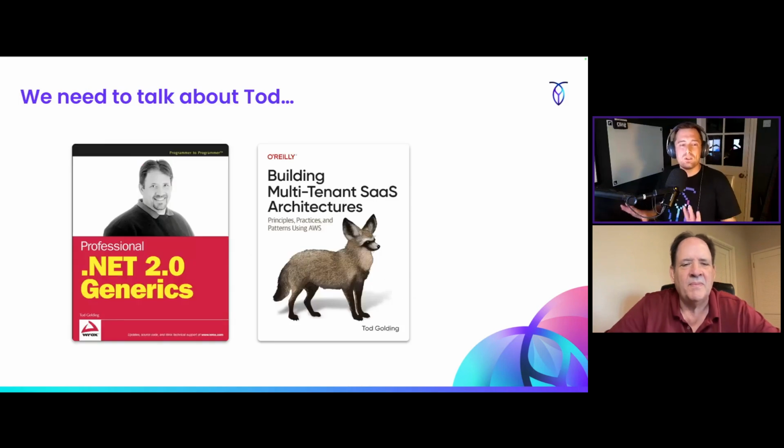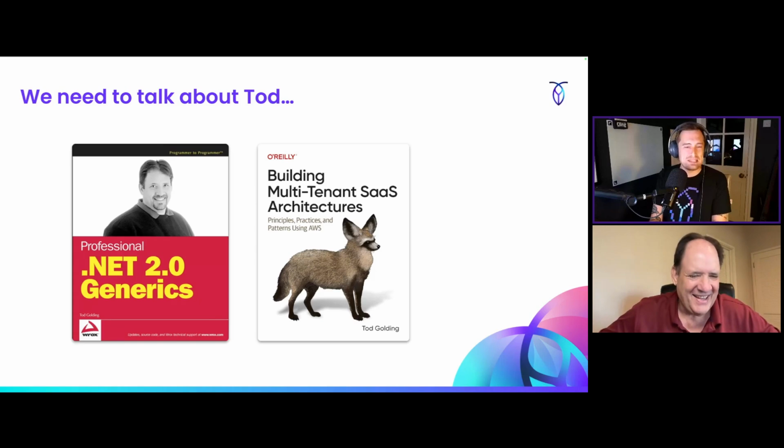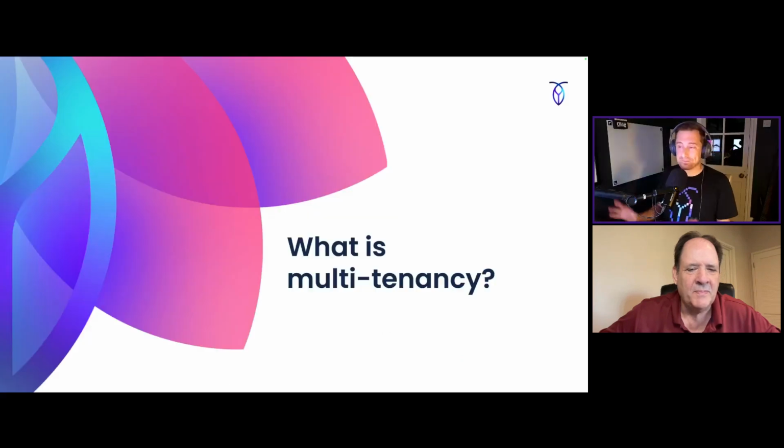So first, we should talk about Todd. He's a very distinguished engineer, architect, and leader who's written the books on generics in .NET 2, back when I was enjoying .NET 2.0, I think, is when I started my .NET career. Fantastic piece of technology. I loved LINQ. I think that might have come in 3. Maybe a little bit later on, but that was a cracking bit of technology. And he also wrote the book on multi-tenant SaaS application architecture. So Todd, thank you very much. I think we're in safe hands with you.